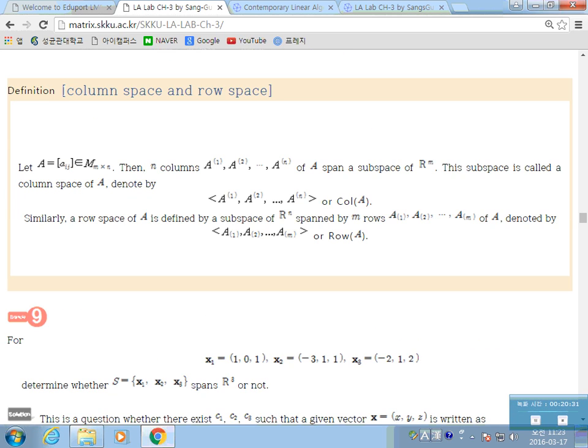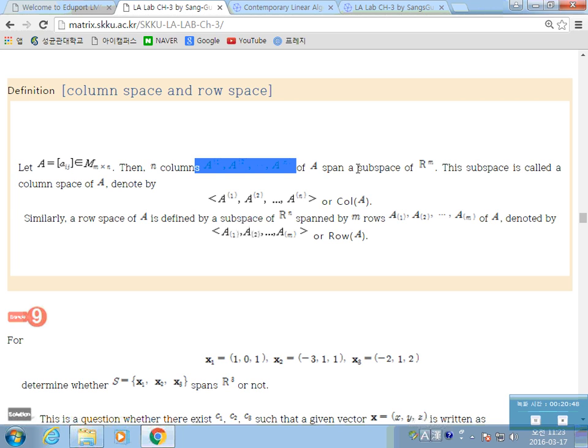Okay. Next, column space and row space. When you have an n by n matrix A, then you have n columns of A. Then you can think about the span of these n column vectors.